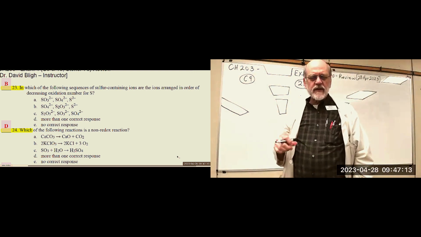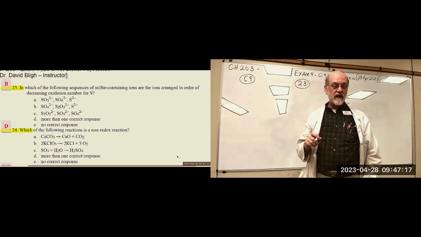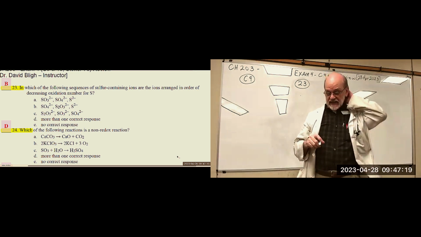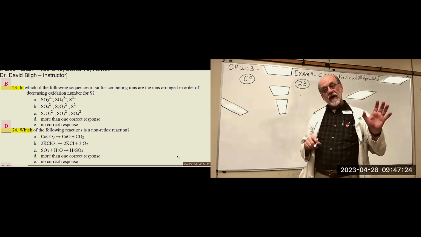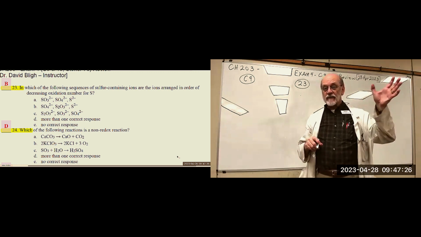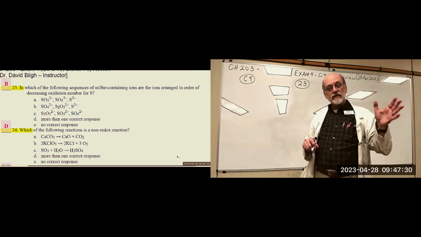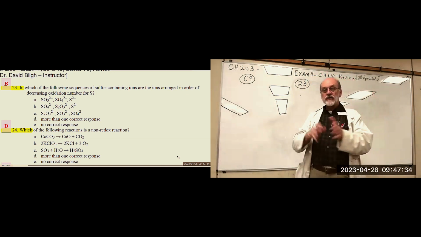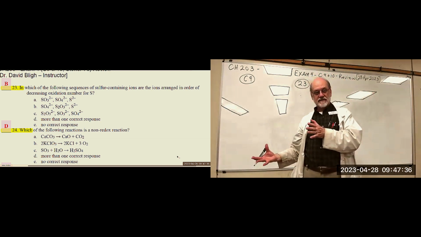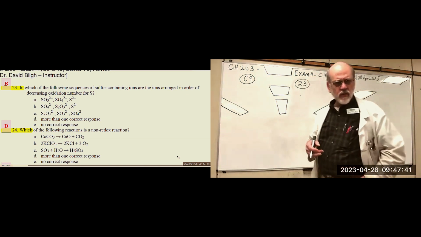In which of the following sequences of sulfur-containing ions are the ions arranged in order of decreasing oxidation number of sulfur? Decreasing oxidation. So that could be from a positive number to a less positive number. It could be from a positive number to a negative number. Or it could be from a negative number to a more negative number. All we need is a decreasing value. So which ones do we have?